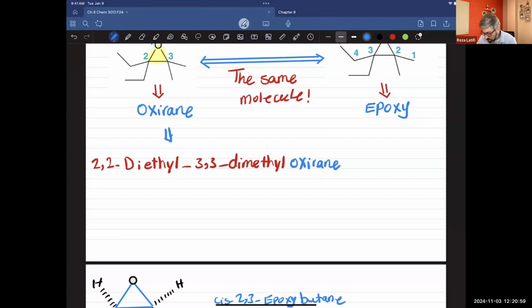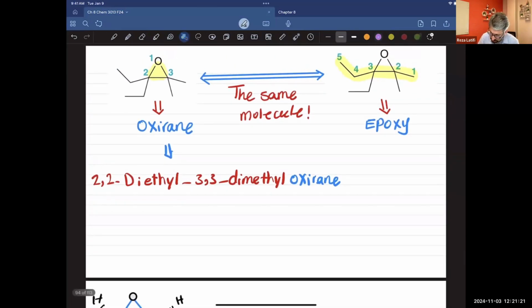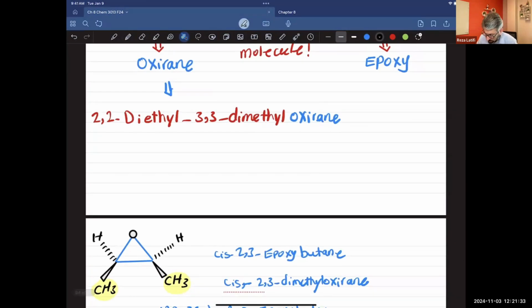Okay, next one, we're going to say this is the longest chain. And again, we decided to label it from the right side. Why? Because the epoxide will get the smallest possible number, and also we get 2 and 3 instead of getting 3 and 4. So for the correct name, I have 3 substituents: ethyl, epoxy, and methyl. Let's see which one is going to be the first one.